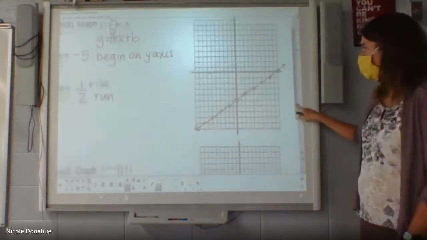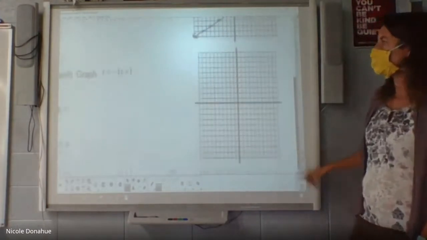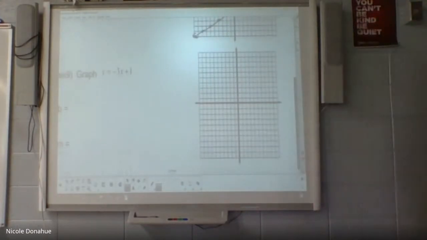So let's look at this next one. Graph y equals negative 3x plus 1. Where do I begin?